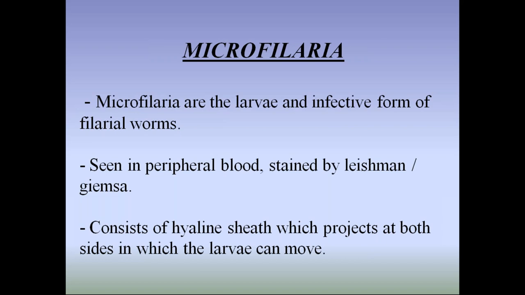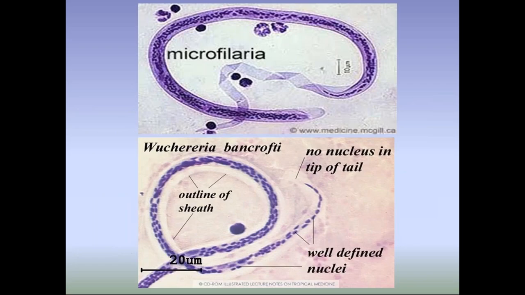In the head and tail parts, the nuclei are absent, and also in some places in the body, but that is not important. We can tell this by looking at various microfilaria larvae. See, a hyaline sheath is present, surrounding the worm. In the head part the nuclei are absent, and in the tail part also the nuclei are absent.